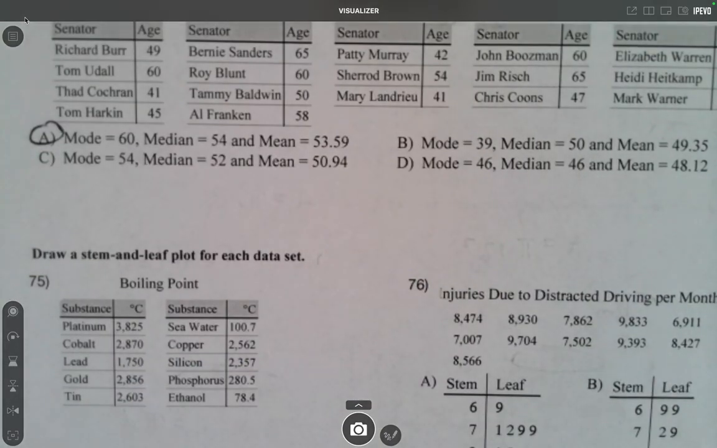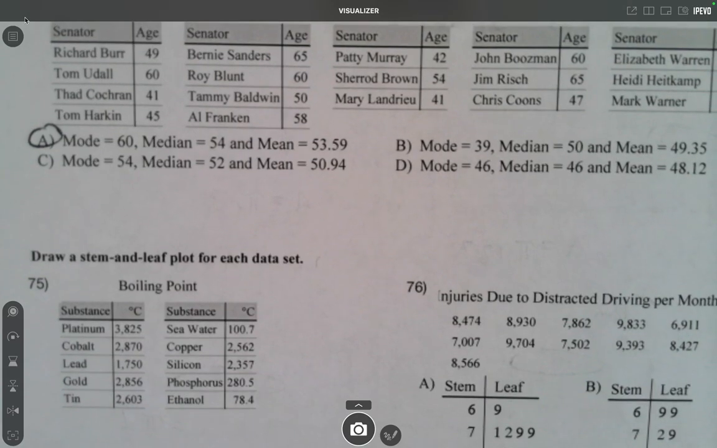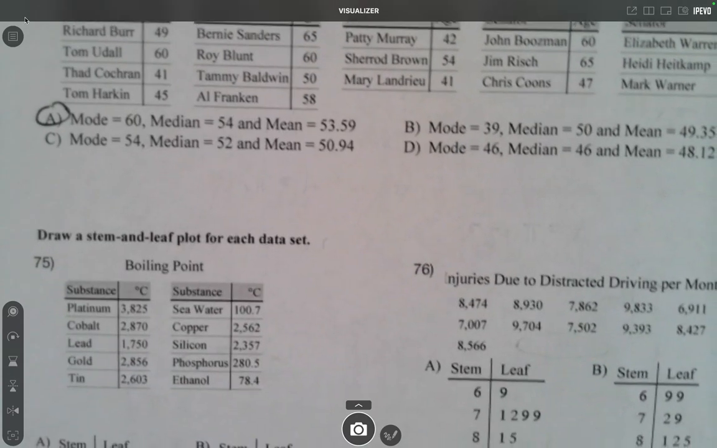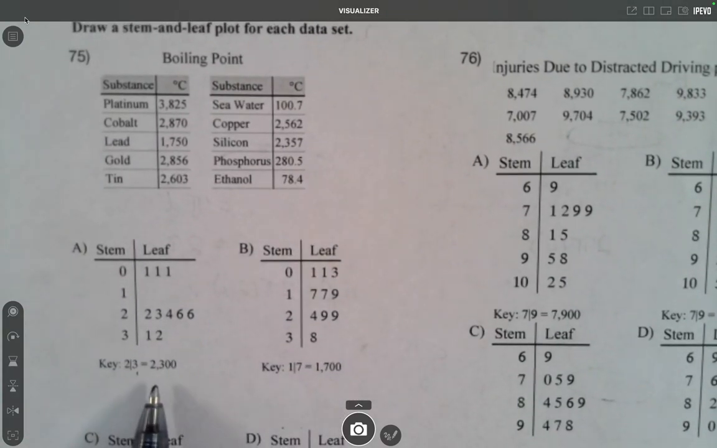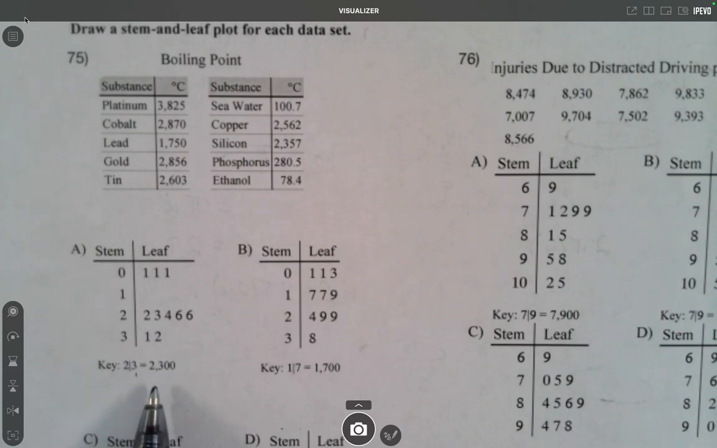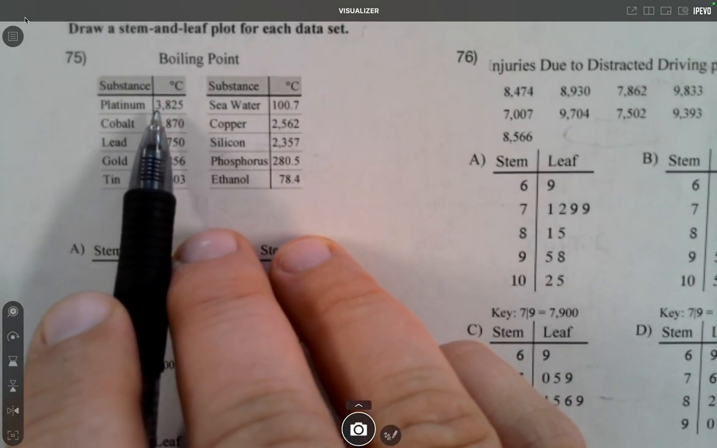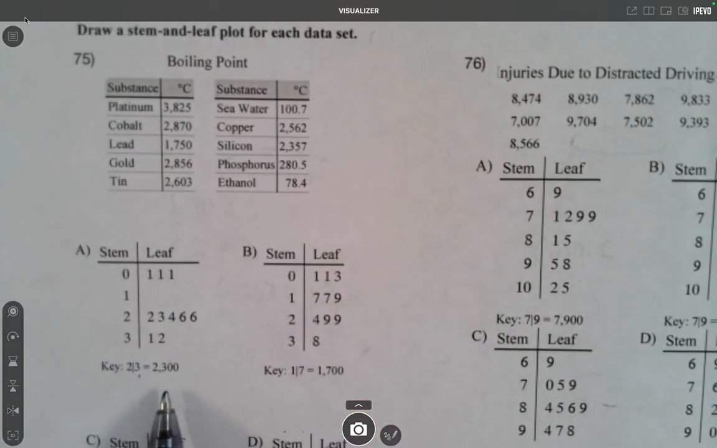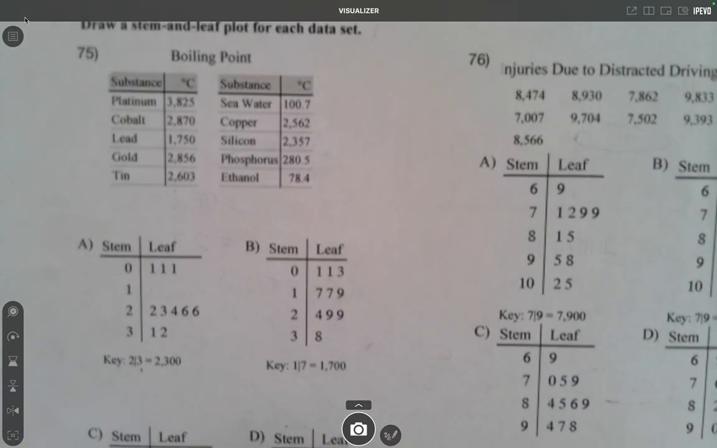Okay, our last 2 are about stem and leaf plots. So notice with the keys down here, they're just rounding them to the nearest 100. So this is just going to come out as 3,800, which means we'd have a 3, then an 8. If you look down here, example, let's say 2 and 3. So the 2, then there's 3 right here, is 2,300. So they're rounding it to the nearest 100.